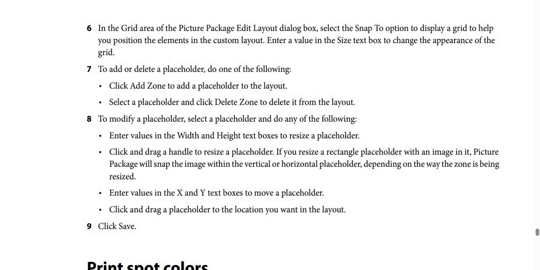You should enter values in the Width and Height text boxes to resize a placeholder, by the way. After that, click and drag a handle to resize a placeholder, and if you resize a rectangle placeholder with an image in it, Picture Package, by the way, will snap the image within the vertical or horizontal placeholder, depending on the way the zone is being resized. After that, enter values in the X and Y text boxes to move a placeholder. And after that, click and drag a placeholder to the location you want in the layout. And finally, click Save to save and to execute.